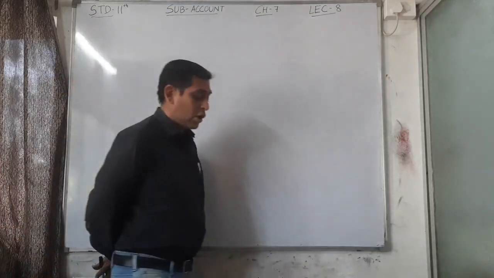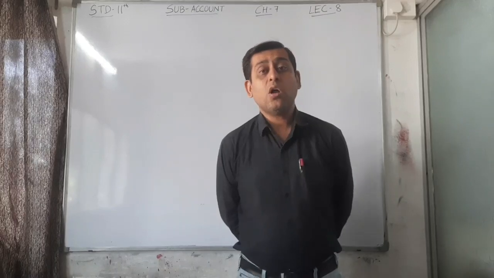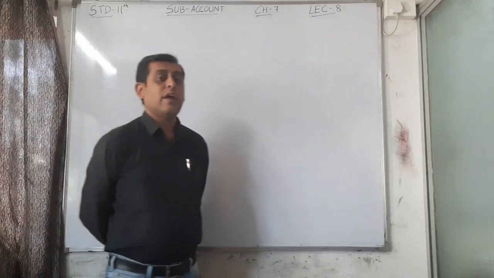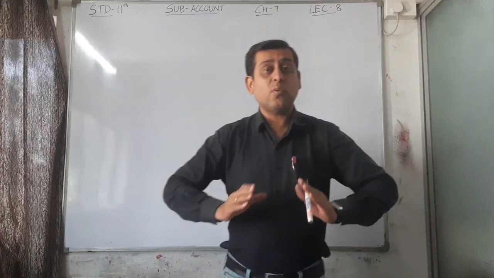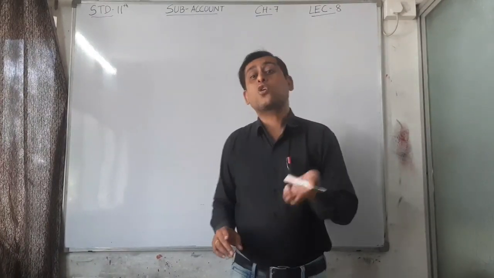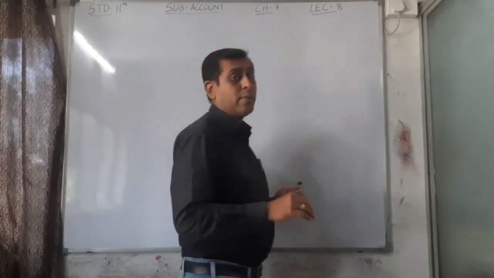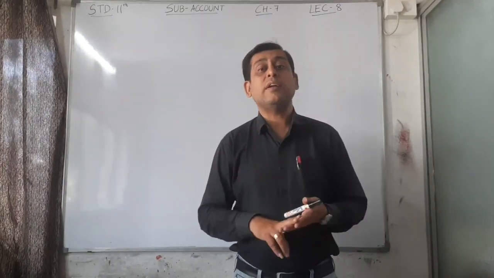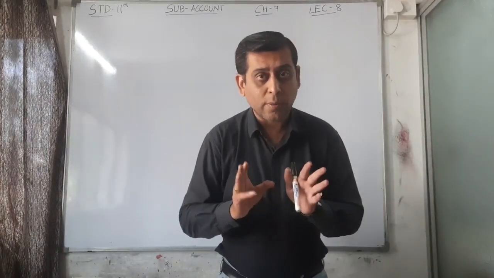Now, the contra entry: which one is the contra entry? Whenever cash is deposited to the bank or whenever cash is withdrawn from the bank, it is a contra entry and we have to record that contra entry on both sides. All the remaining entries are recorded only once. In a 3 columnar cash book, only these two entries are contra entries, recorded on both sides of the cash book.